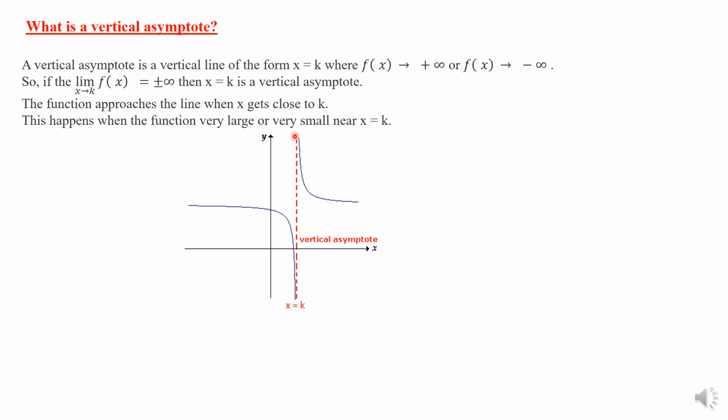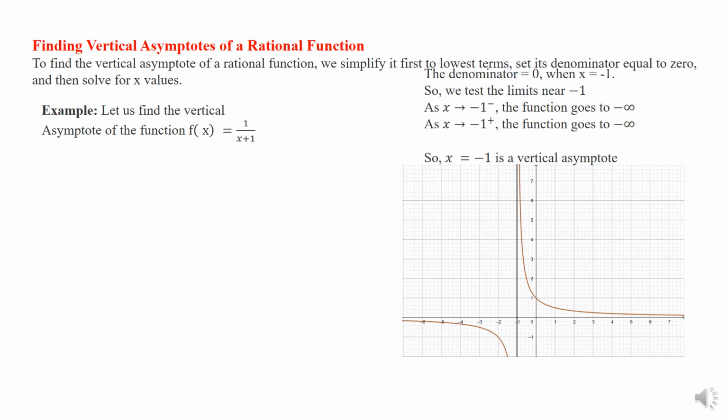If the graph approaches the line x equals k, then x equals k will be a vertical asymptote to the graph. So, in other words, if the limit of the function is equal to plus or minus infinity as x tends to k, then x equals k is a vertical asymptote. Now the function approaches the line when x gets close to k. So this happens when the function is very large, tends to plus infinity, or is very small, tends to negative infinity.